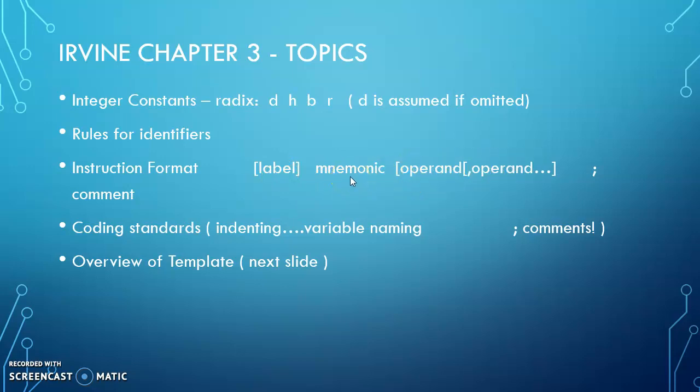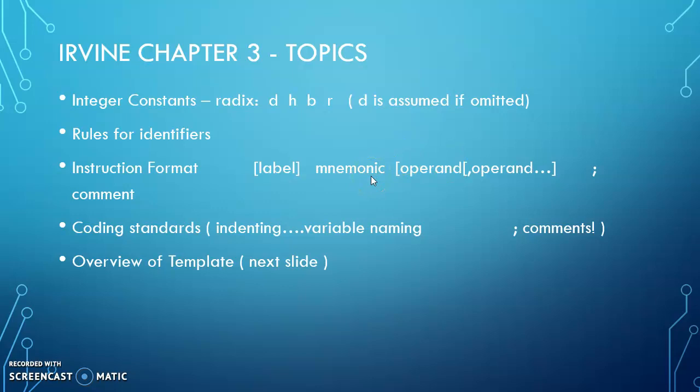And then there are operands, depending on what the command is. There are some commands that have no operands, some commands that have one operand. Most of the commands we're going to be using have two operands. So for add, there would be destination, comma, source. Add would be the mnemonic, the first operand would be the destination, and the second one would be the source of where the data is coming from.